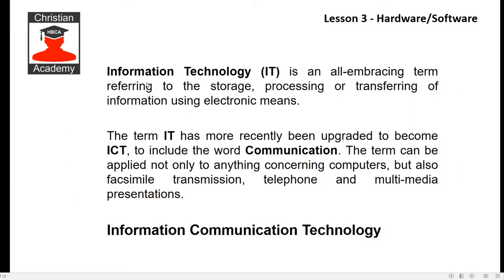Then we also talk about information technology, which is quite an old term that was replaced with ICT, information communications technology.